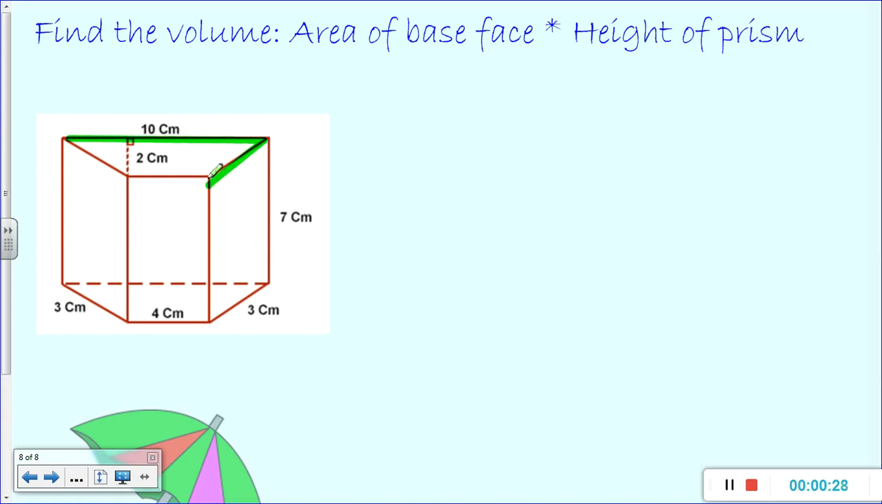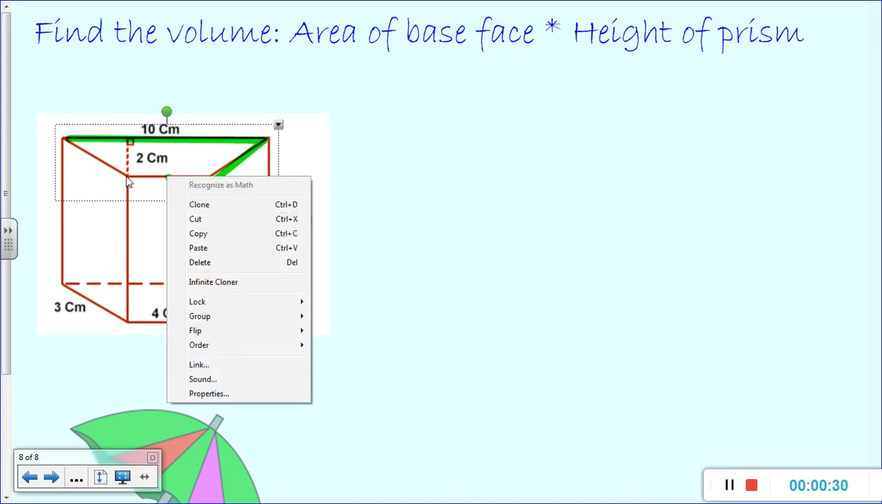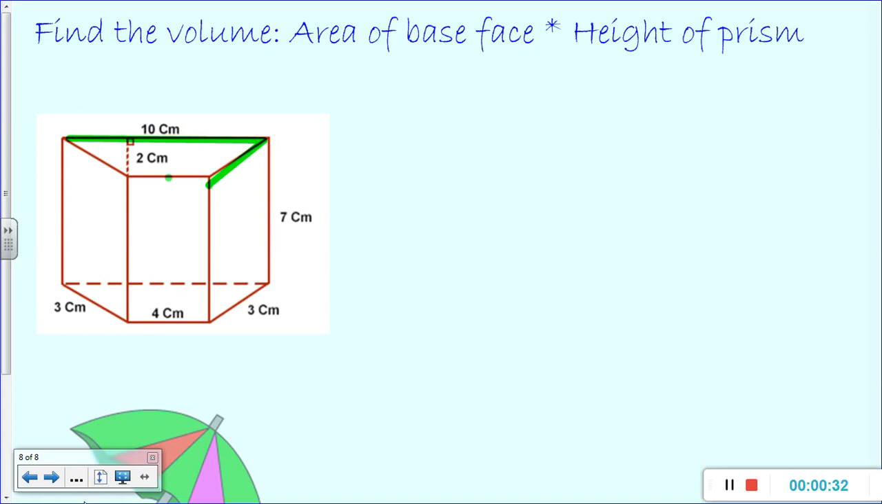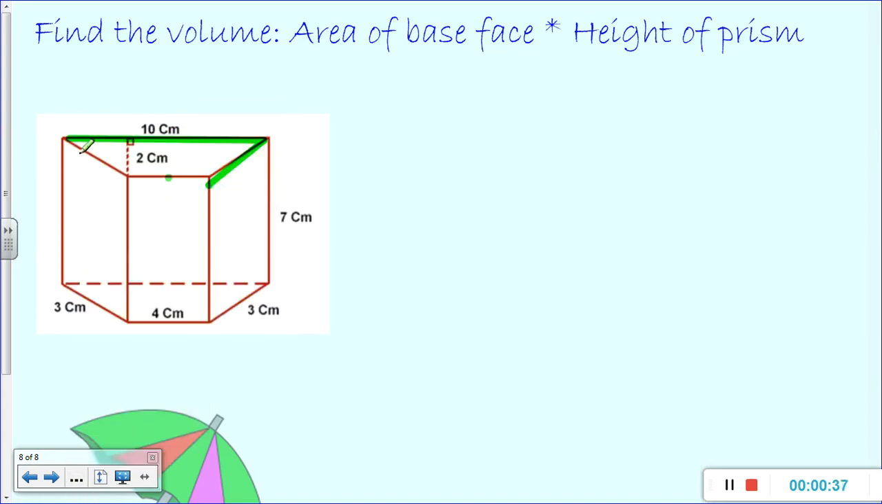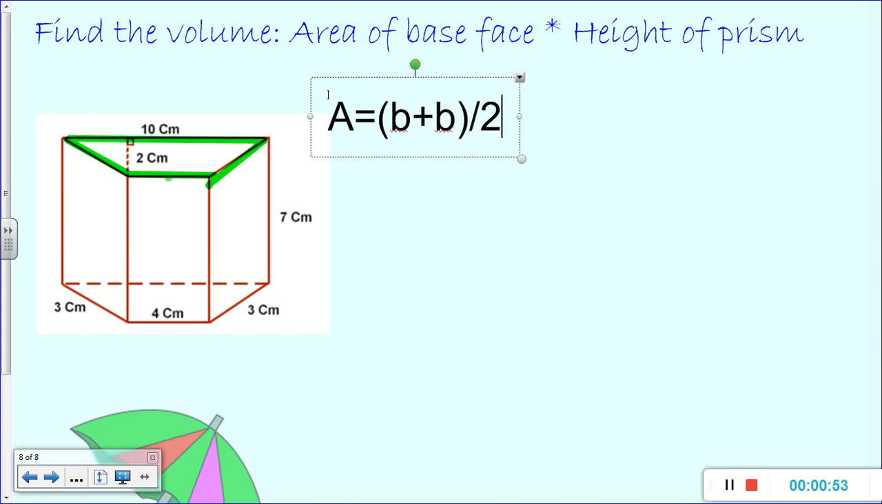Okay, so again, I'm just having trouble with my highlighter and highlighting that trapezoid so we can focus in on that to find the area of the base shape. Okay, so if you remember, for the trapezoid, the area is the sum of the two bases, right? So it's the base plus base, divide that by 2, and then multiply that by the height of the trapezoid.